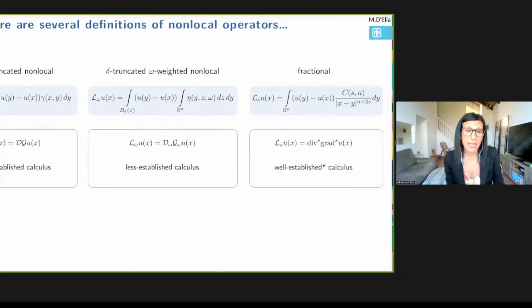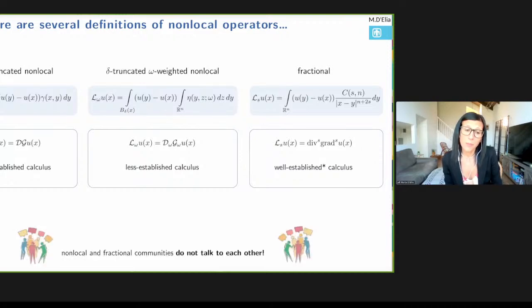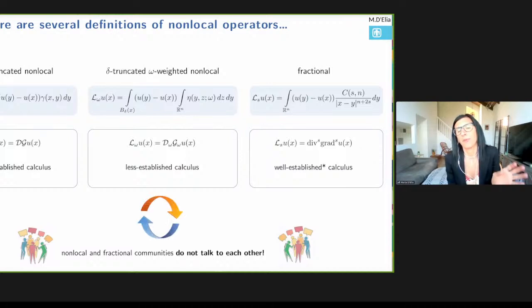However, as I said, there are several definitions and the connections between them is not necessarily clear. And on top of it, unfortunately, the non-local and fractional communities still don't talk enough to each other. And this is a pity because we cannot benefit from each other's results. So what we tried to do in this work was to connect all the dots or some of the dots. So trying to find all possible connections between all the results in the literature.